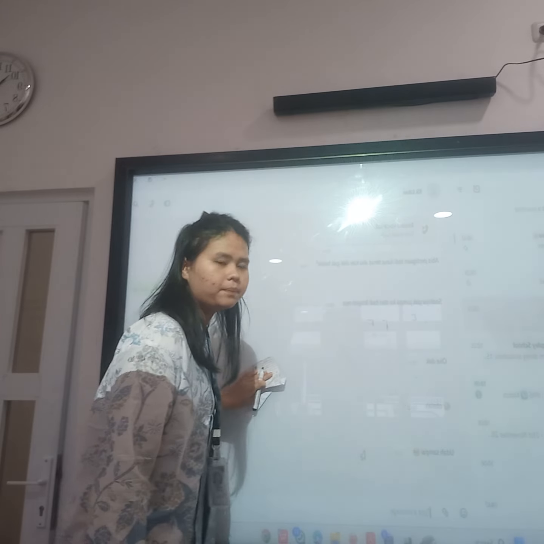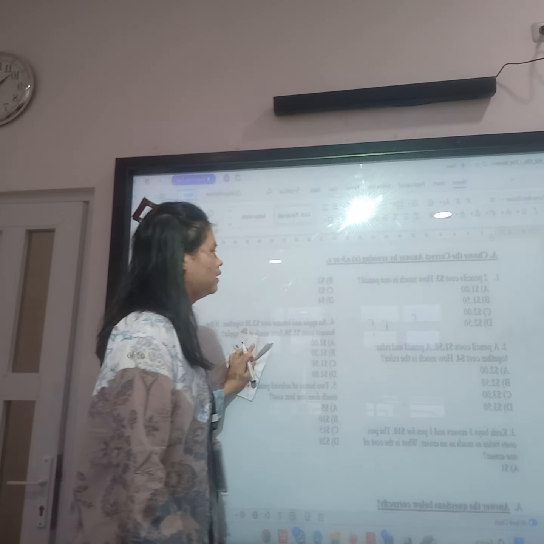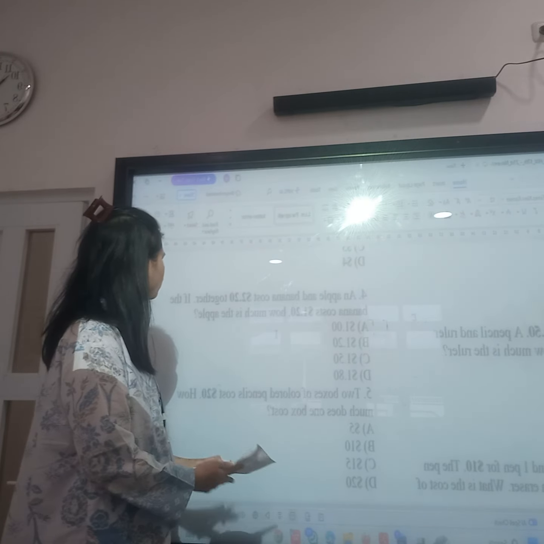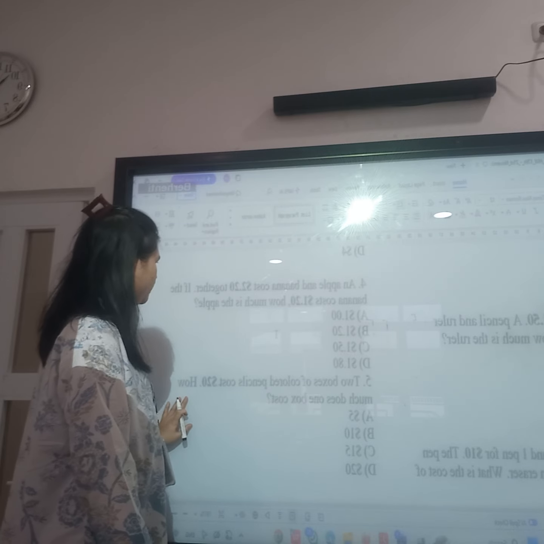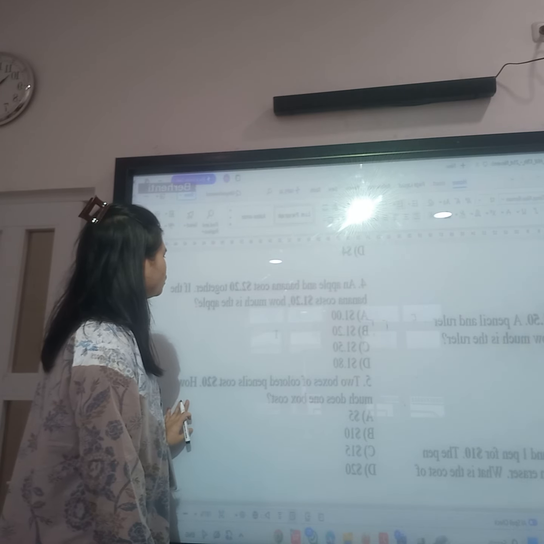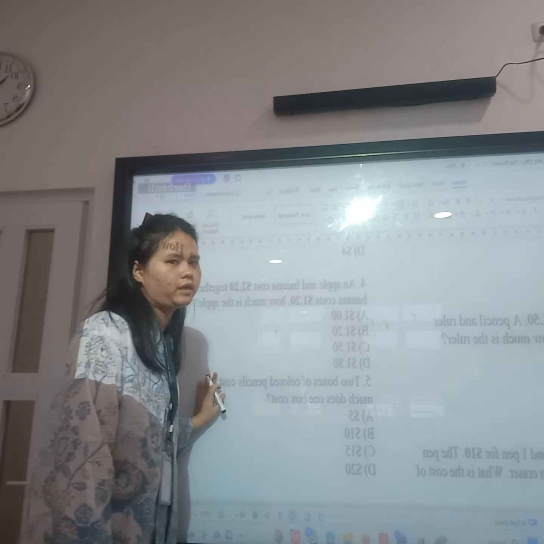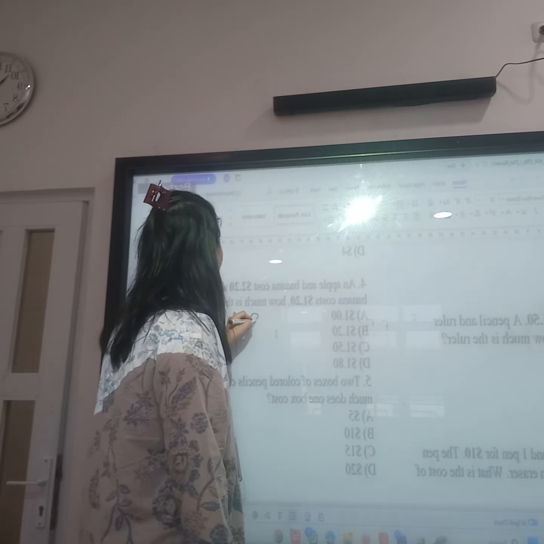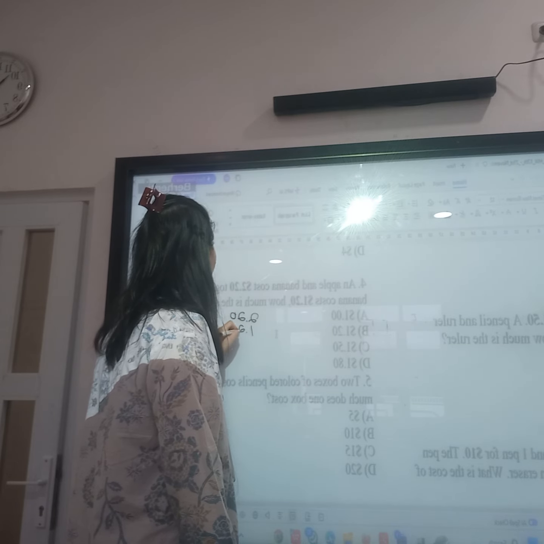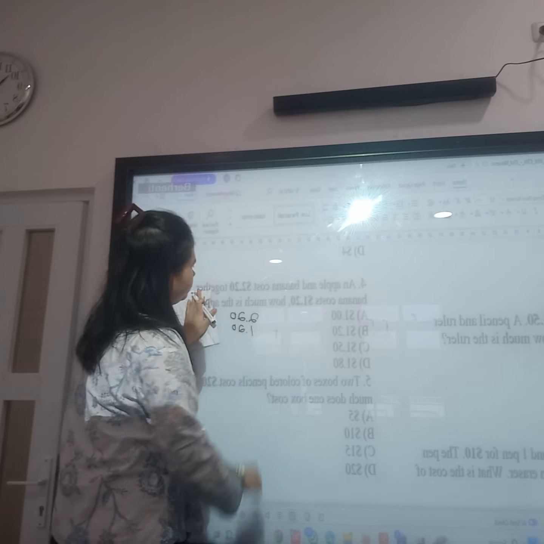Okay. Next question. An apple and banana cost $2.20 together. If the banana costs $1.20, it means we need to minus: $2.20 minus $1.20 is equal to $1. Okay.